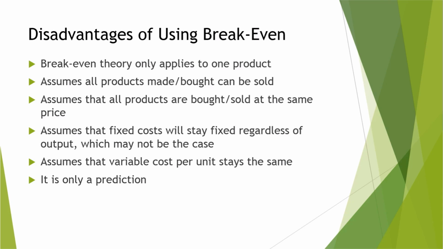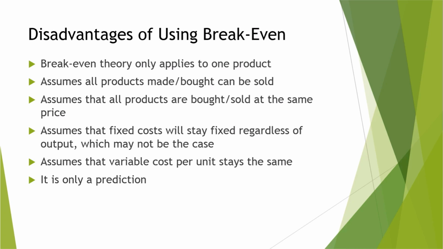So again, you would need to have a look at your calculations. So if you were going to be, for example, introducing croissants or bread, there would be different variable cost prices and there would also be different sales prices, and you'd have to calculate all of those and redo your break even. It also assumes that fixed costs will stay fixed regardless of output, which may not be the case.